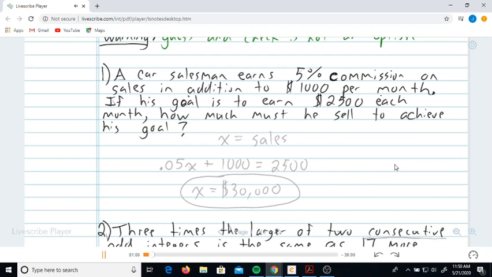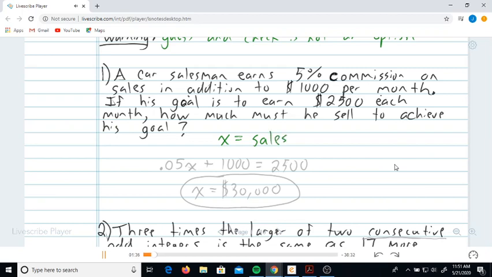So number one, we got a car salesman. He earns 5% commission on sales in addition to $1,000 per month. If his goal is to earn $2,500 each month, how much must he sell to achieve his goal? So my advice when you're working on these word problems is define your variable after the objective. So whenever you're done reading the problem, ask yourself, hey, what's the objective here? Well, the objective is to figure out his sales figure. So that's what I'm going to define my variable to be.